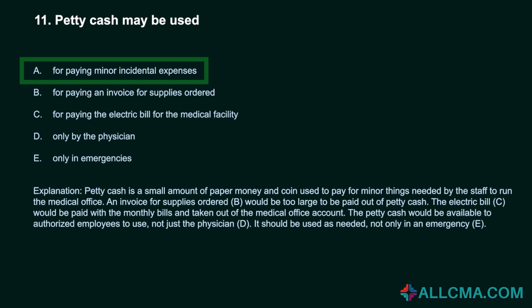Petty cash is a small amount of paper money and coin used to pay for minor things needed by the staff to run the medical office. An invoice for supplies ordered, B, would be too large to be paid out of petty cash. The electric bill, C, would be paid with the monthly bills and taken out of the medical office account. The petty cash would be available to authorized employees to use, not just the physician, D. It should be used as needed, not only in an emergency, E.